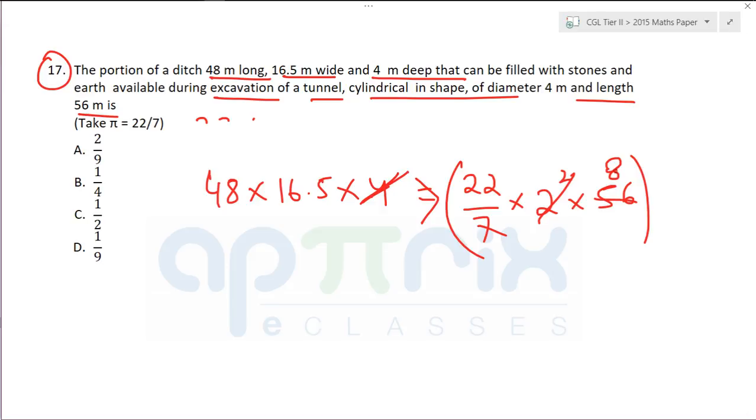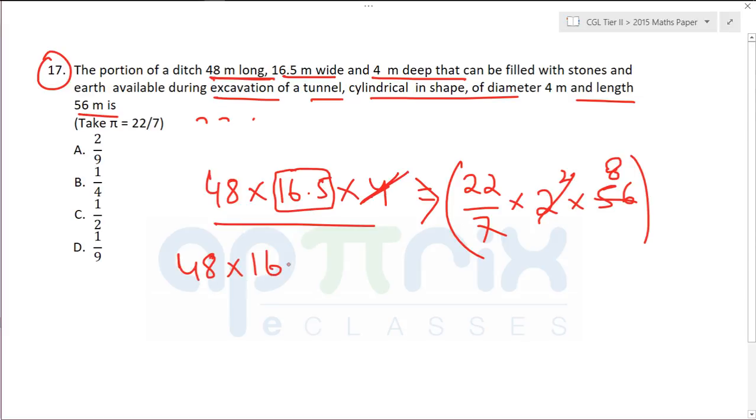Now what you have to do, this much wide was given, right? 48 meter long, this much wide, this much deep. So we got the volume here. But what we have to understand here is that we have to find the ratio that they are talking about. So to calculate that ratio, you have to just do a little simplification and find the answer. So let me write that out.